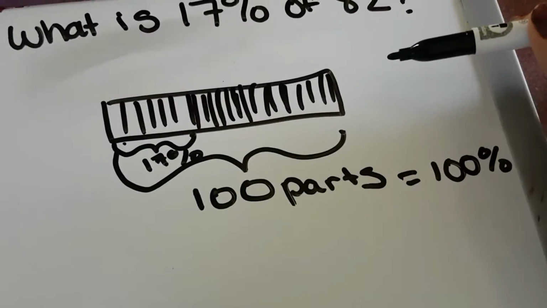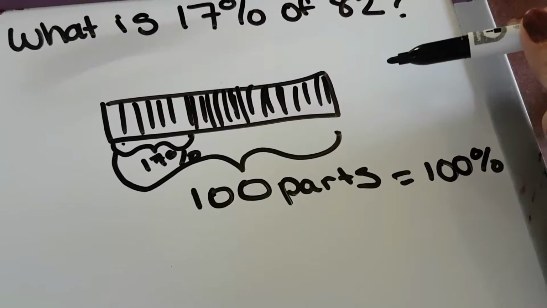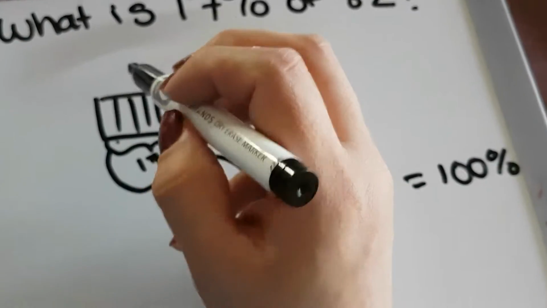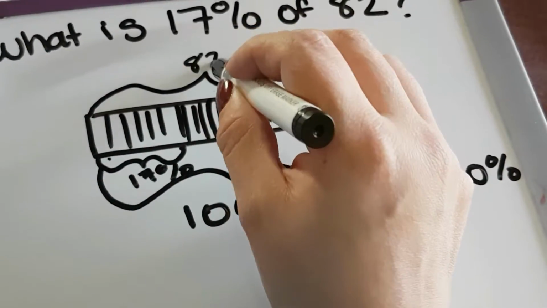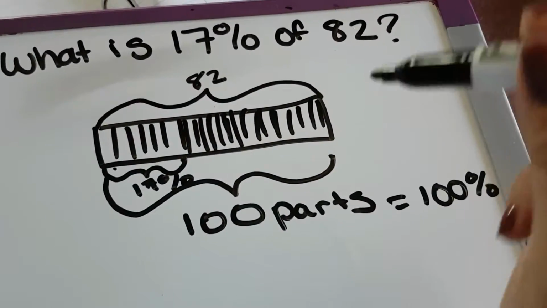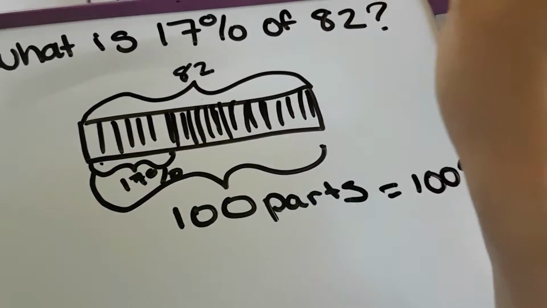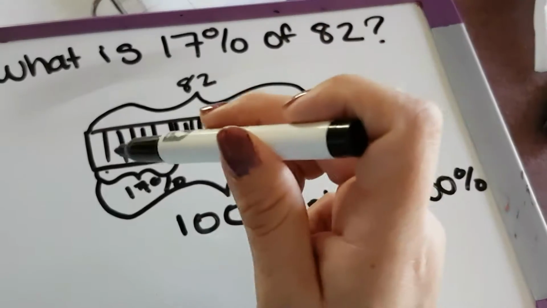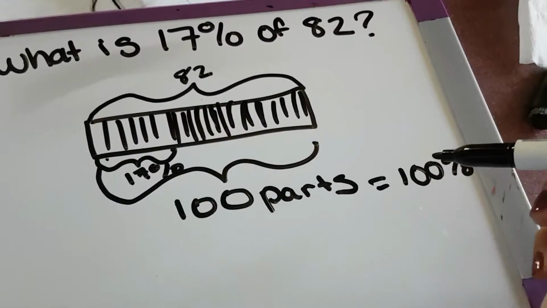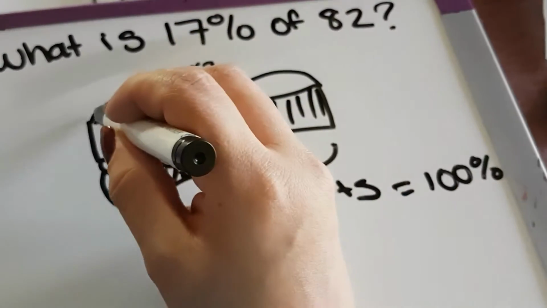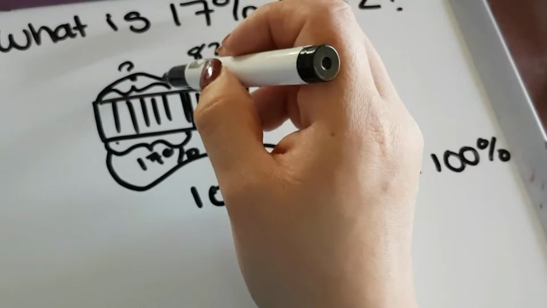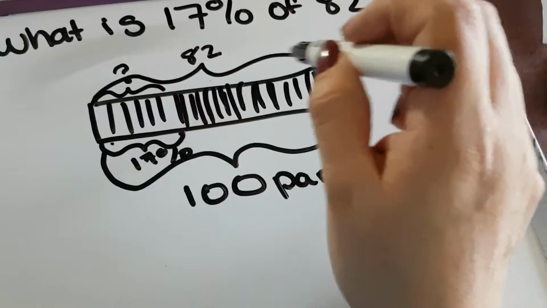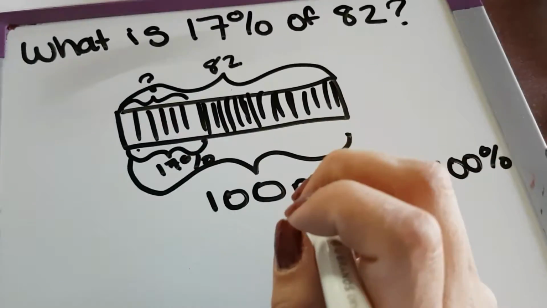And then this whole will be 82. Our whole will be 82. Remember that. So the question is, 17% of 82. Well, we have 17% out of 100. This will be our unknown. We need to figure out what out of this 82 is 17%.